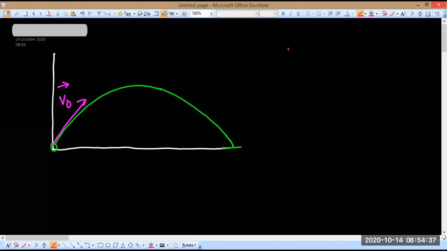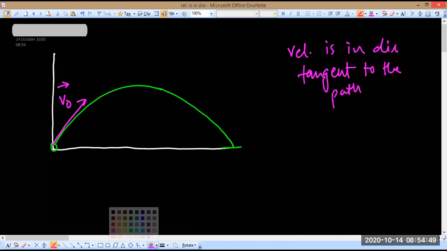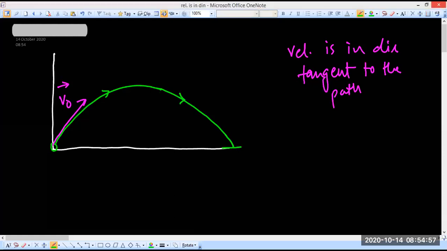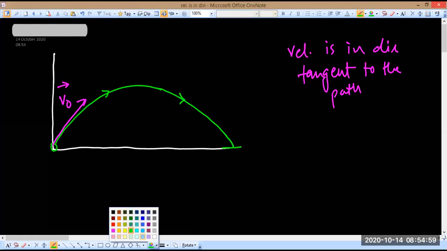Why did it come like this? There was a sentence: velocity is in the direction tangent to the path. Remember? Okay, so I hope you realize this is the initial velocity. It is tangent to the path. And let's say that we are throwing it at an angle theta 0.